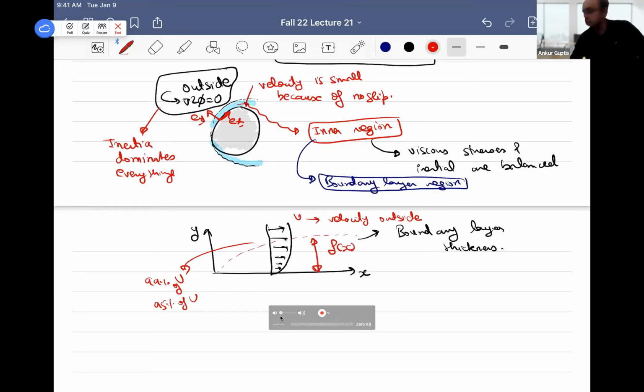Delta, yes, delta. So I'll denote it with this delta of x. Okay. Delta of x. Any questions here? Anything that's confusing? The question for all of you.